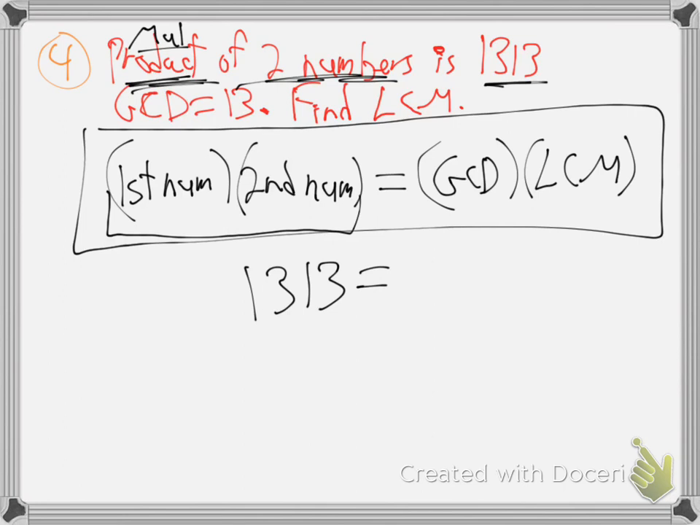So that's the left side of the equation. And on the right side, they're telling me the GCD is 13. Over here's the LCM. They're saying find the LCM. It's like solving an equation for x. Do you remember that from algebra? So pretend this is like a big X over here. That's what we want to find, right? That's our variable. How do you solve for x there? How do you solve for the LCM?